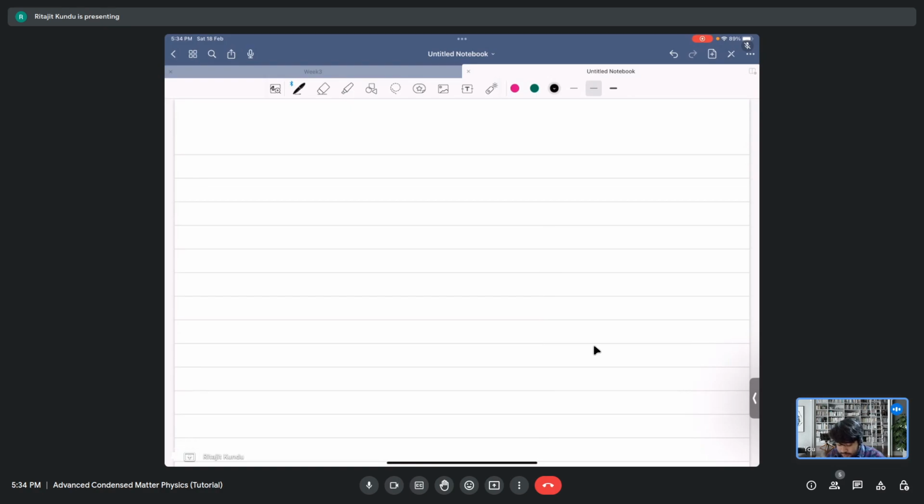Okay, so let me summarize what we have done till now. In the atomic limit, electrons are not actually hopping from one site to its nearest neighbor. So we have basically two energy levels, E atomic and E atomic plus U, right? These are the two energy levels, and I can put one spin here and another spin here, right?